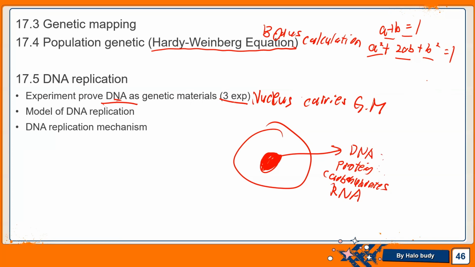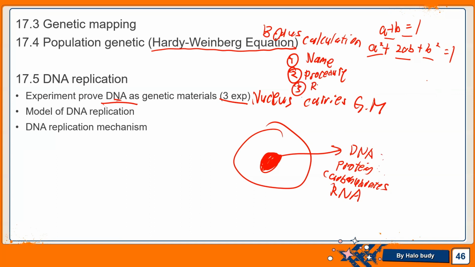You have to know the names, and then the procedure of the experiment, and then the result of the experiment, and also the theory of the experiment, the conclusion of the experiment. So the most important is the names of the scientists you have to know, and then the procedure of the experiment. Macam mana mereka buat eksperimen ini.